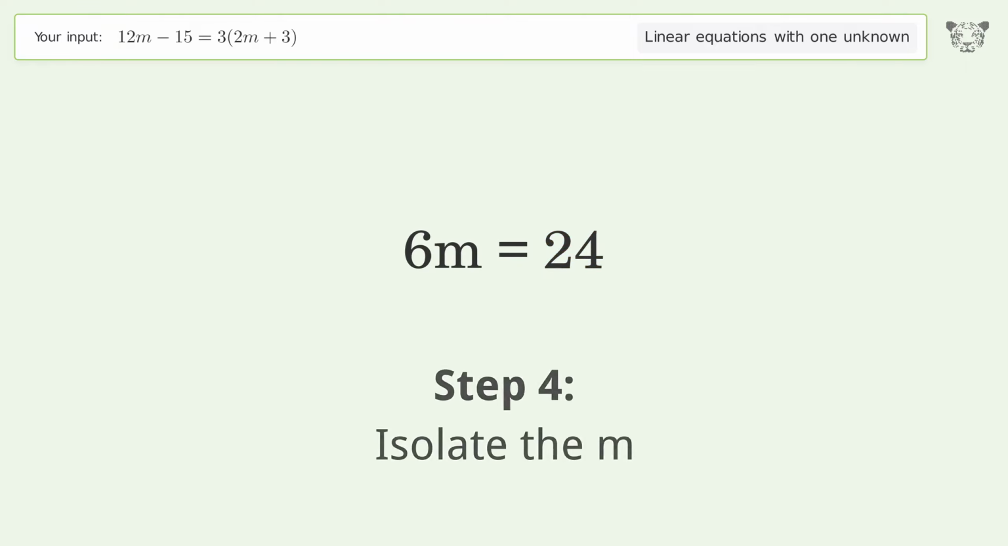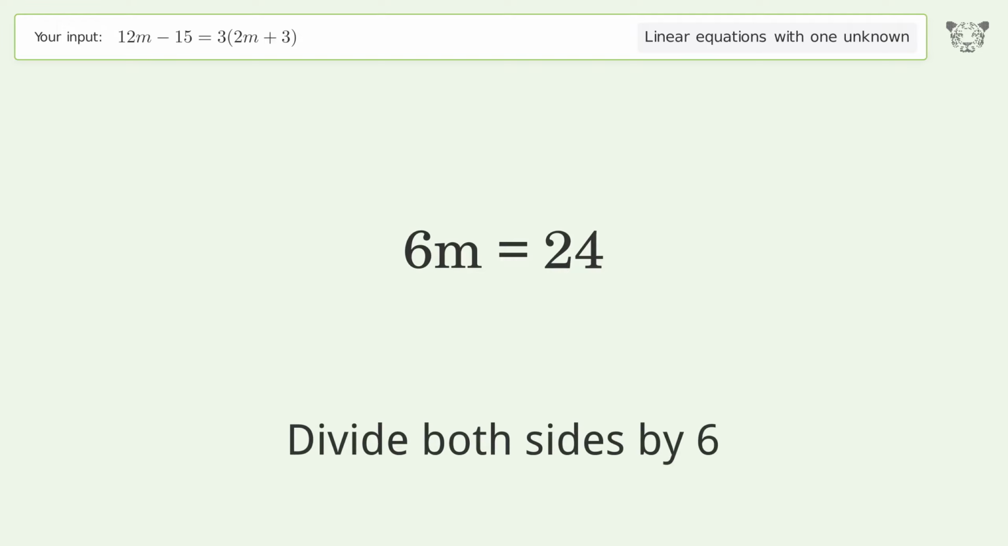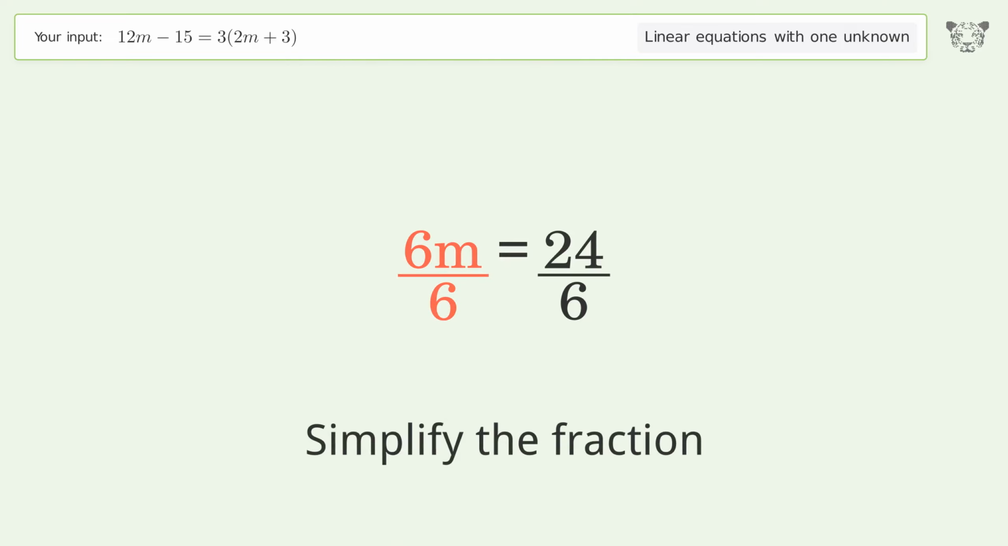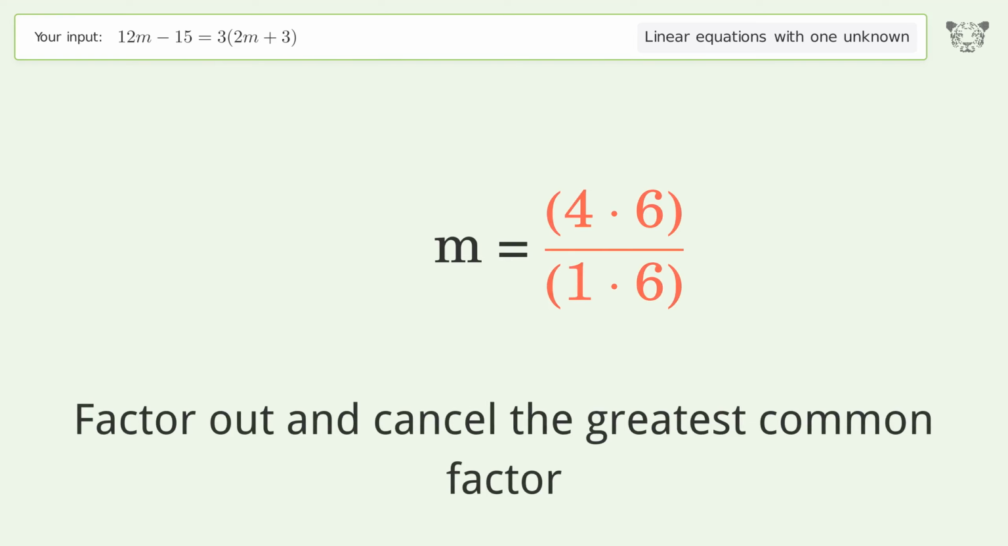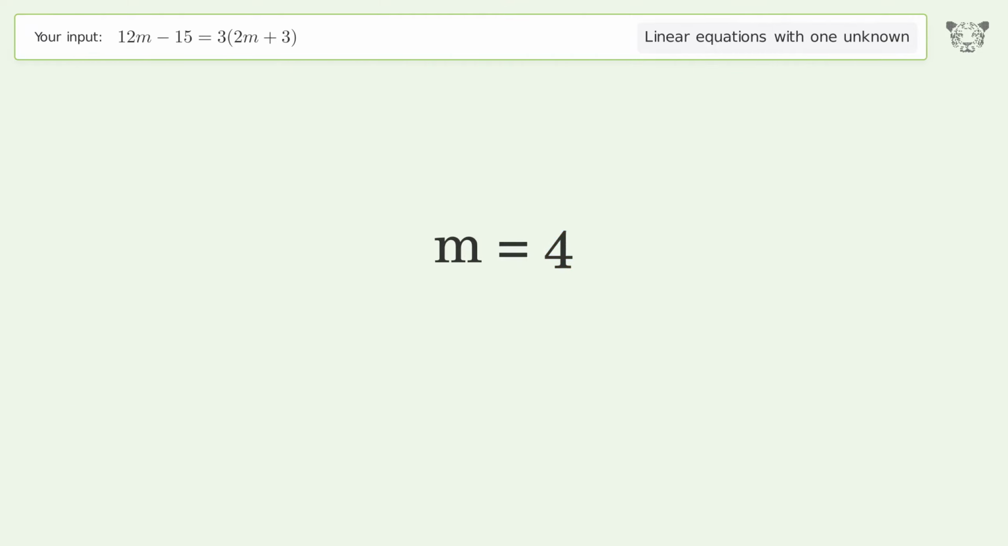Isolate the m. Divide both sides by 6. Simplify the fraction. Find the greatest common factor of the numerator and denominator. Factor out and cancel the greatest common factor. And so the final result is m equals 4.